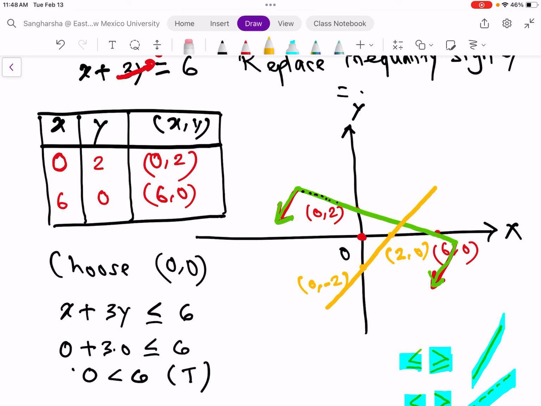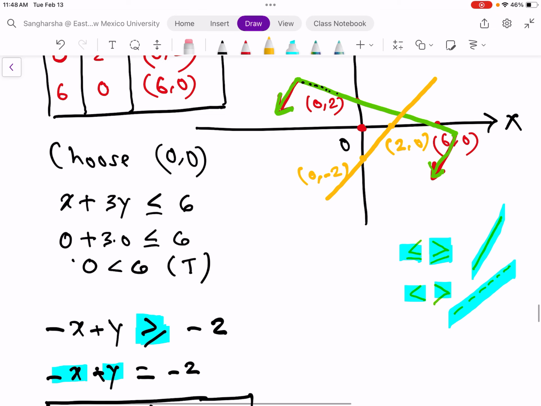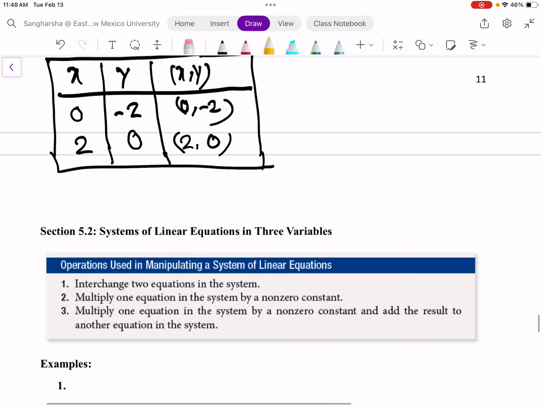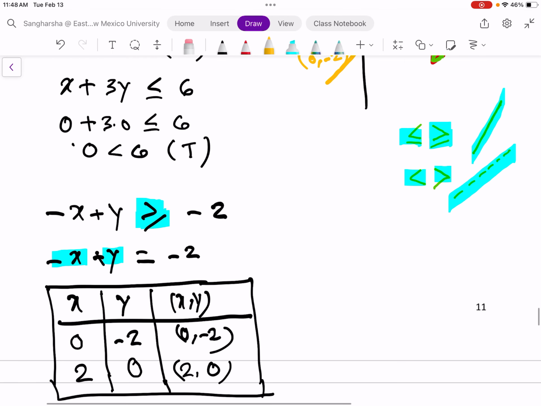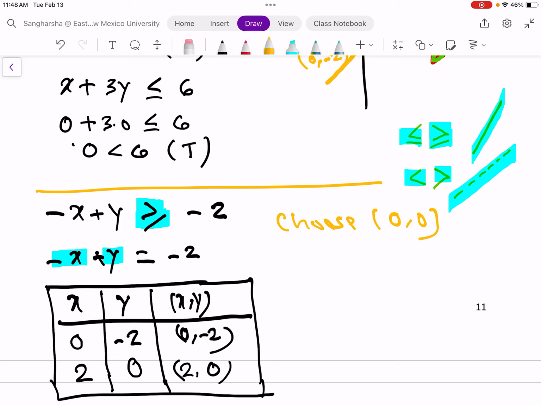Now this line also divides the Cartesian coordinate system into 2 parts. We choose a point which is not on the line. What point do you want to choose here? Can we choose 0, 0? Yes, right? You can choose any point which is not on the line. So let's choose 0, 0 and check whether this is a solution or not. It's not that you always have to choose 0, 0. You can choose any point.